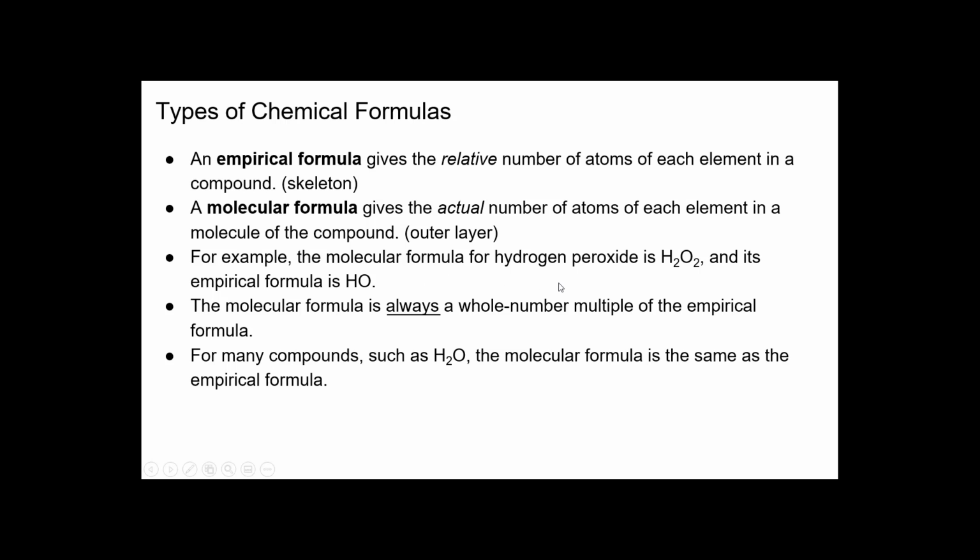The molecular formula is always a whole number multiple of the empirical. What that means is if we multiply this, we get this. So how do we do that? Well, we multiply it by 2 as a subscript, and that's when we get that. That's called a multiplier, that number that will multiply to get to the molecular.